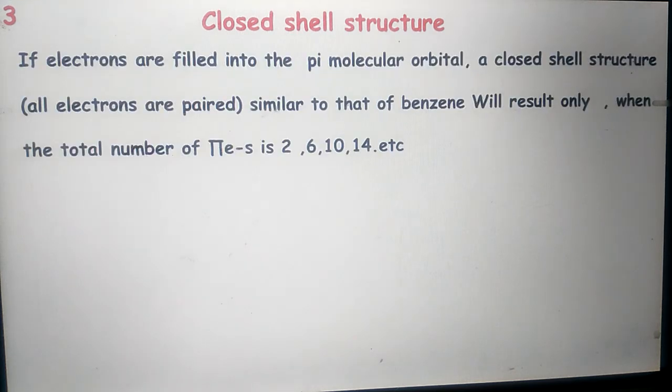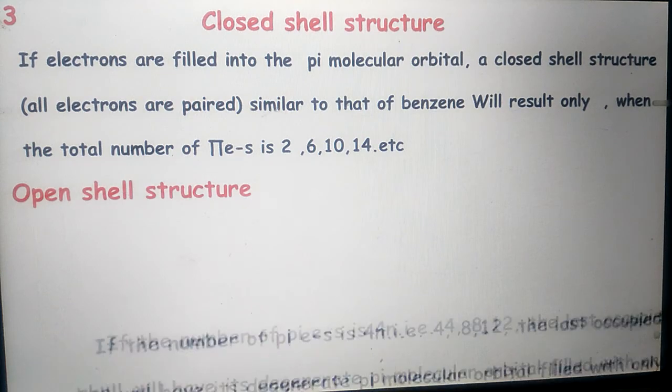The third is closed shell structure. What is closed shell structure? If electrons are filled into the pi molecular orbital, a closed shell structure, that is, all electrons are paired similar to that of benzene, will result only when the total number of pi electron is according to Huckel number, that is 2, 6, 10, 14.